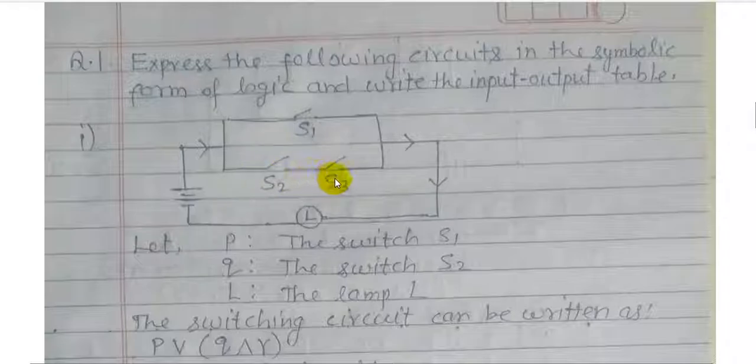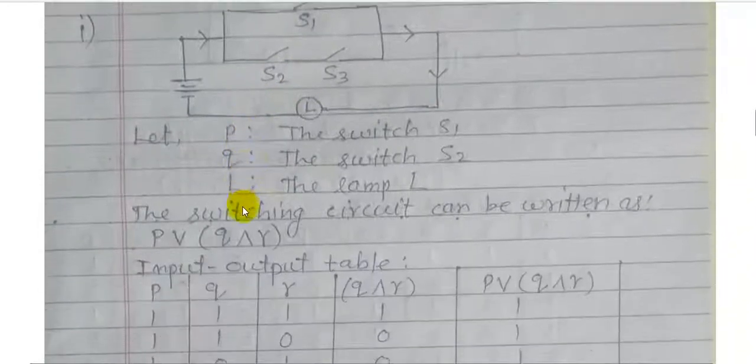So S2 and S3 are in the same line, so they are in series. They are in series, and S1 or S2 and S3. So now understand first here. This is lamp L. L for lamp L. Here let P be for the switch S1 and Q for the switch S2.